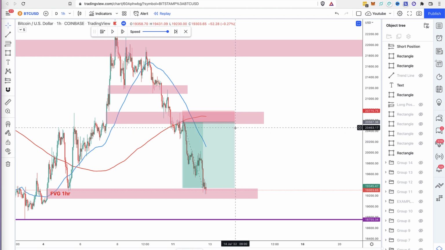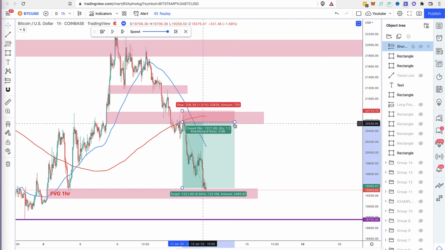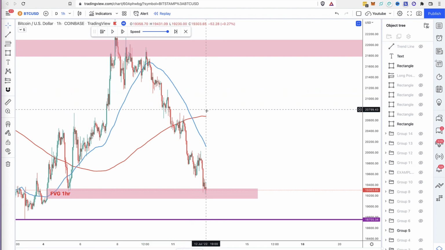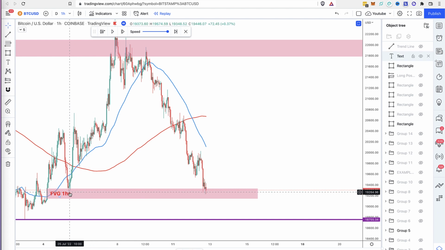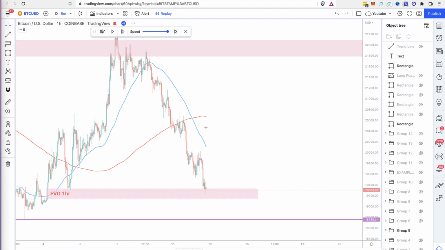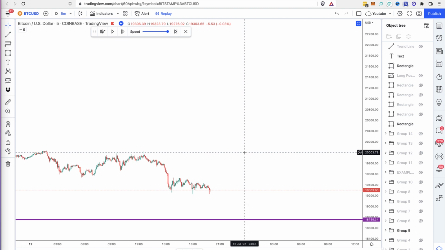Okay, so let's just get rid of these real quick, because that was the setup. Get rid of this. So now we have been alerted and it has hit our fair value gap. Now at this point, what we want to do is we want to actually zoom in to a lower time frame. So at this point, we want to zoom in to the 5-minute chart over here to see what has been happening.